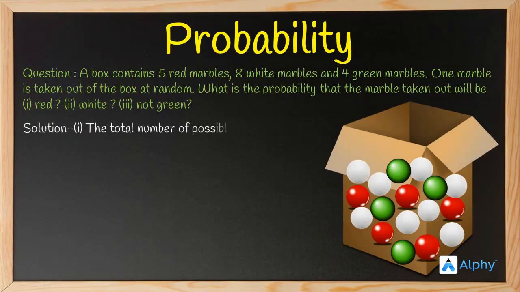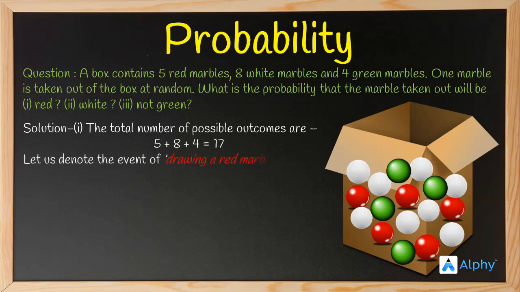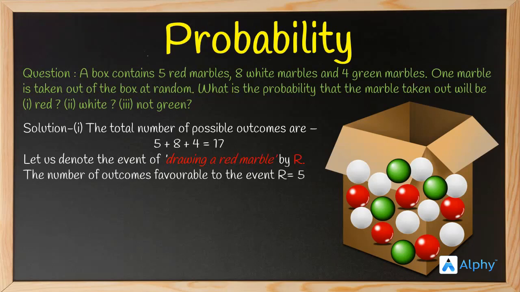The total number of possible outcomes will be the sum of the total number of marbles present in the box, which is 5 plus 8 plus 4, that is 17 marbles in total. Now in the first part we have to find the probability that the marble taken out is red. Let us denote the event of drawing a red marble by R. Now we will write the favorable outcomes to R, which will be the number of red balls present in the box. The number of outcomes favorable to R is 5 because we have 5 red marbles in the box.